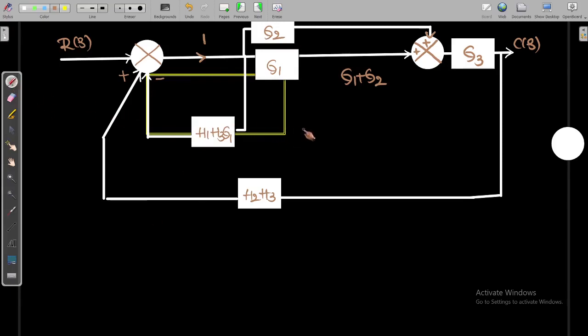So what you are going to get will be 1 by 1 plus 1 into H1, H3, G1. Why are we getting G1? Because we shifted this takeoff point to here. So the answer will be 1 by 1 plus H1 H3 G1. That is the answer for this, and this is the answer for this. So let us write that in the next step.